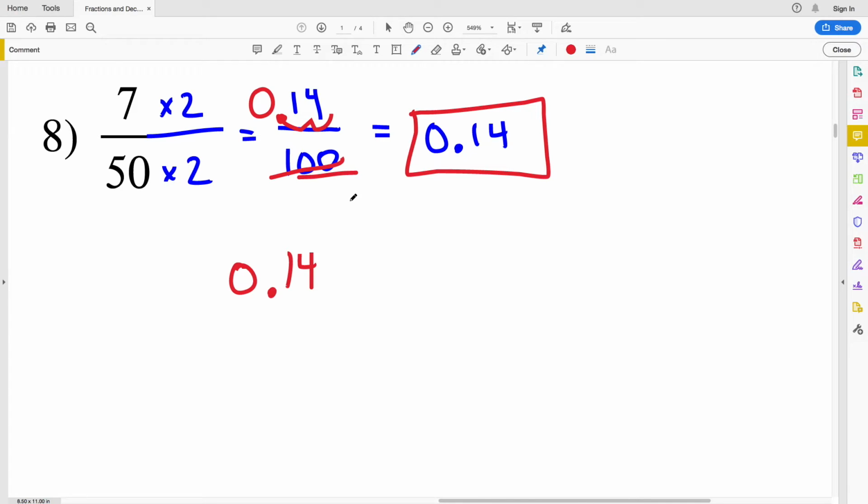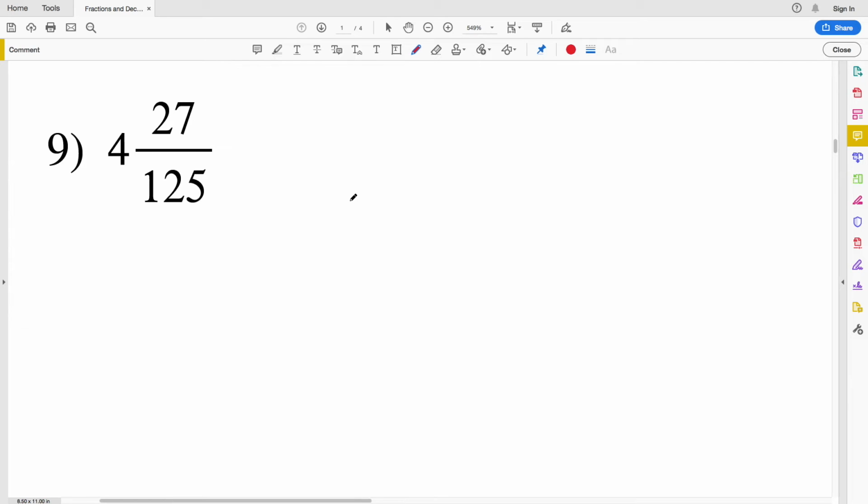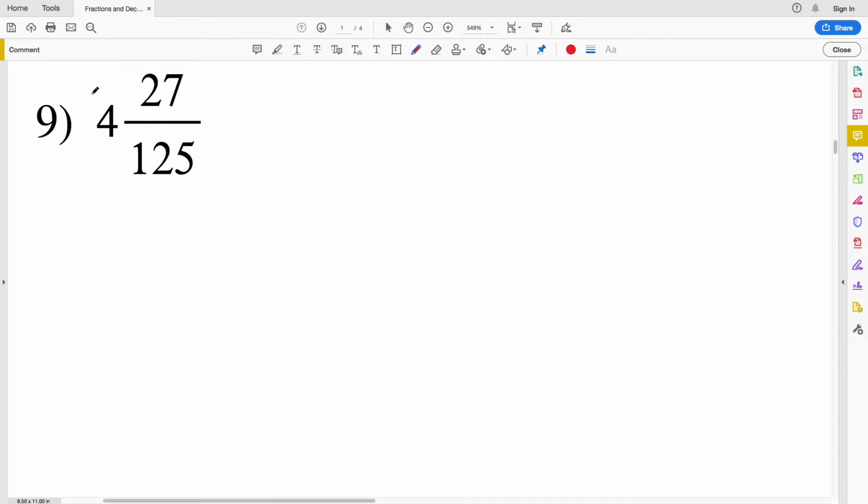Let's continue on to number 9. Number 9, we have a mixed fraction, so I'm not going to touch this 4 at the start. I know it's going to be 4 point some fraction. So 4 and some decimal points after that decimal place. And let's figure out what that is. So I'm going to take 125 and see how many times that goes into 27. So 27 divided by 125.